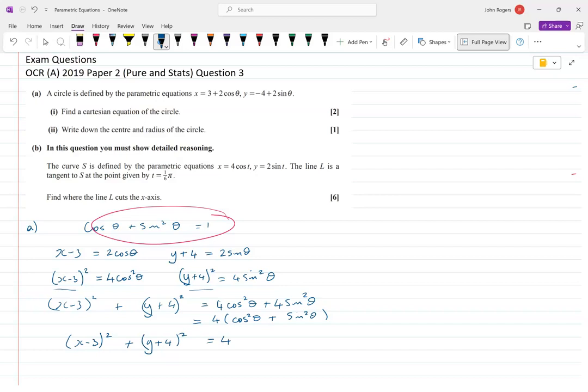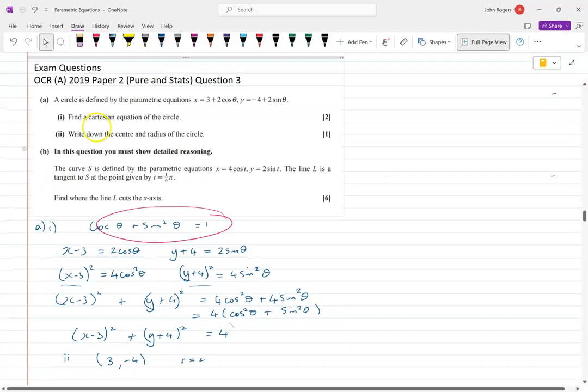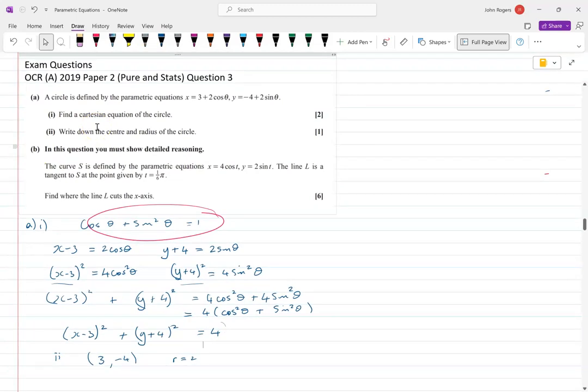And then a very, very easy mark to work out the centre of the circle. The x coordinate of the centre will be when this is equal to 0, which occurs when x is equal to 3. And the y coordinate will be when this is equal to 0, which is when y equals minus 4. And then we've got r equals 2 because r squared is 4. Okay, so that's pretty, I say only 3 marks, but pretty straightforward stuff.